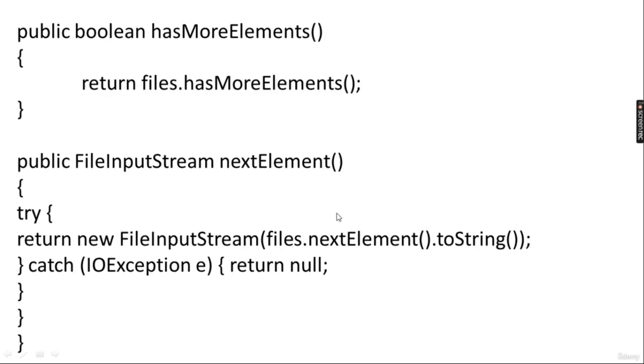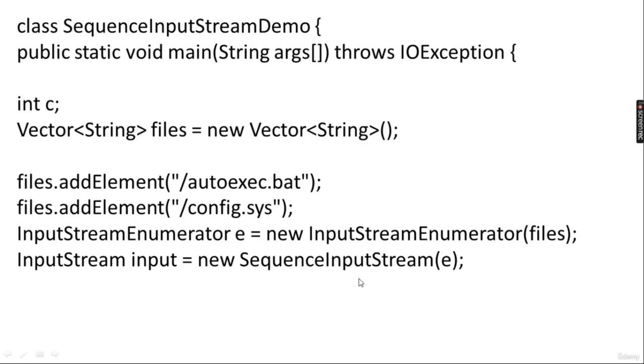Then hasMoreElements: if it is true, it will return whether the files have more elements, true or false. Then nextElement returns new FileInputStream(files.nextElement().toString()). Okay, so nextElement, that is the next file, and if the next file is not available in the vector to enumerate, it will return null.